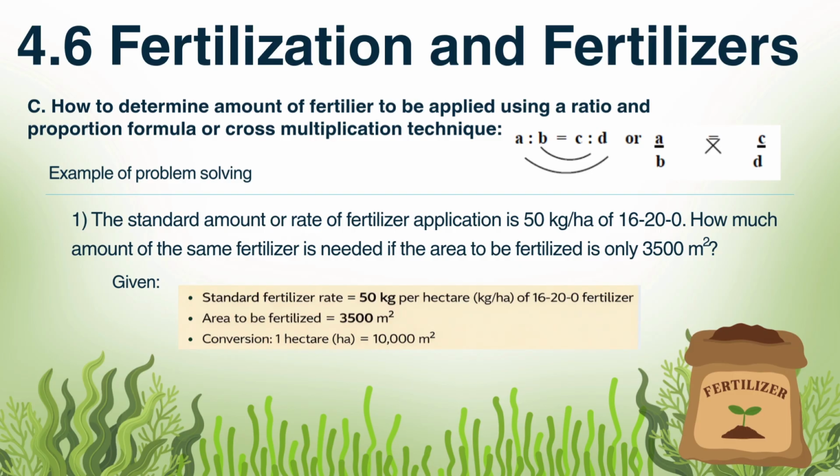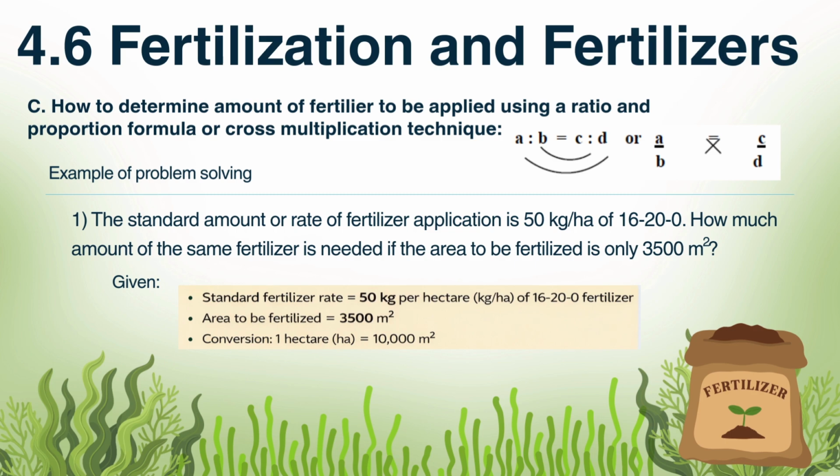Now, how to determine the amount of fertilizer to be applied using a ratio and proportion formula or cross multiplication technique. This is the formula shown here: A is to B is equal to C is to D, or A over B cross multiplied with C over D. An example of problem solving: the standard amount or rate of fertilizer application is 50 kilograms per hectare of ammonium phosphate. How much of the same fertilizer is needed if the area to be fertilized is only 3,500 square meters?